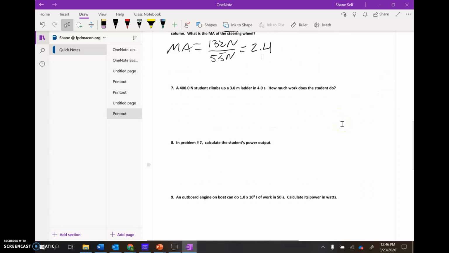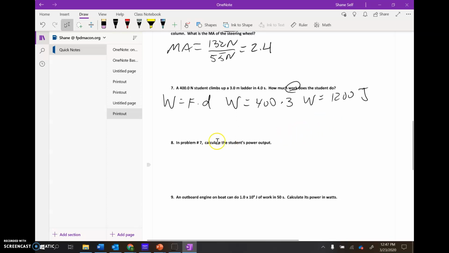Number 7, a 400 newton student climbs up a 3-meter ladder in 4 seconds. How much work does the student do? What are they asking for? Work. Work is equal to force times distance. So they give us 4 seconds right here. Do we need that in this problem in order to figure out work? No, we do not. We will need it later. So let's just do our force times distance. Work is equal to our force, 400, times our distance of 3 meters. Our work is equal to 1,200 joules.